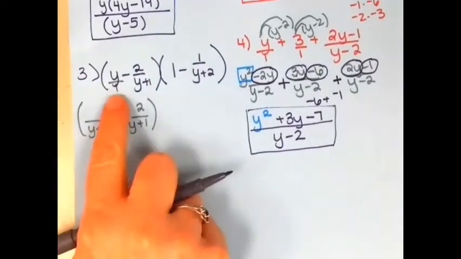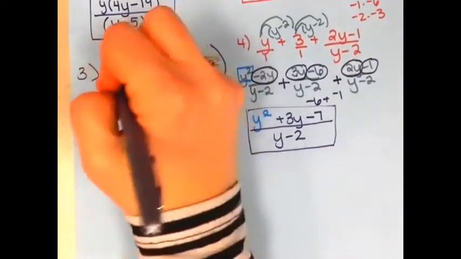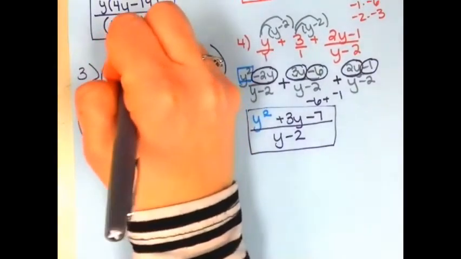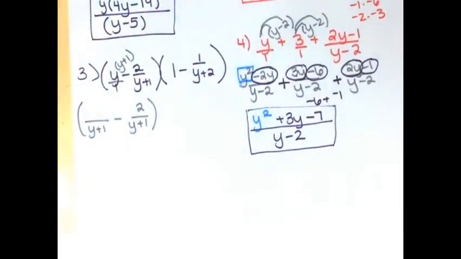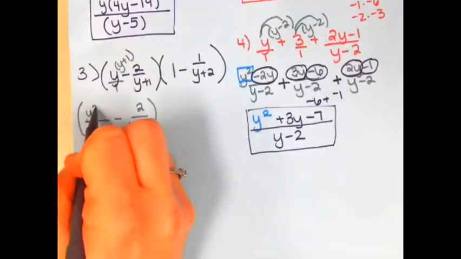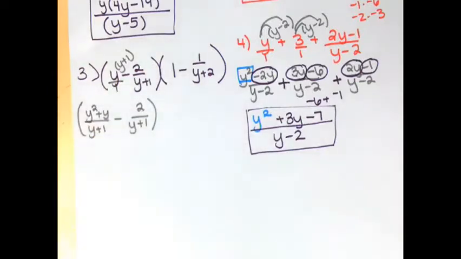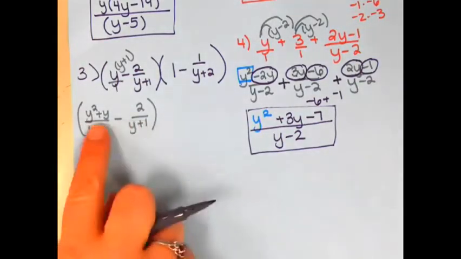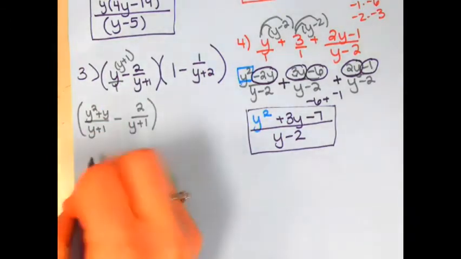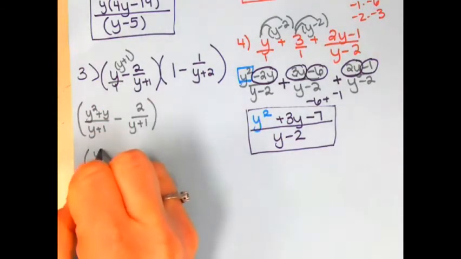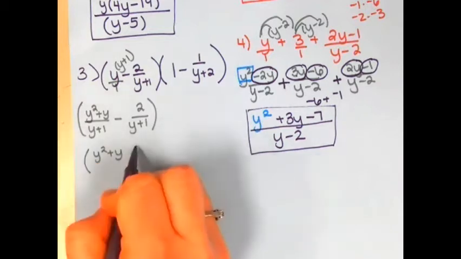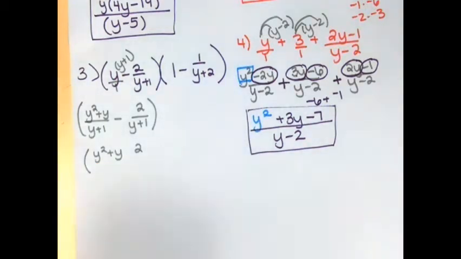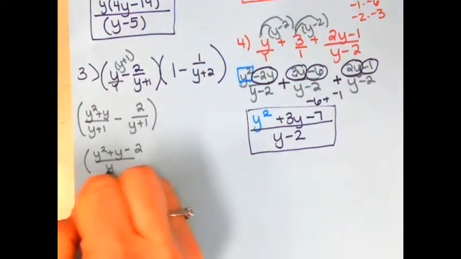What did I multiply 1 by to get to y plus 1? Y plus 1. So what is y times y plus 1? Y squared plus y. Can we combine like terms? Yeah. Is there any like terms here? No. So we're going to end up with y squared plus y. And then what is it to 2? Minus 2 over y plus 1.